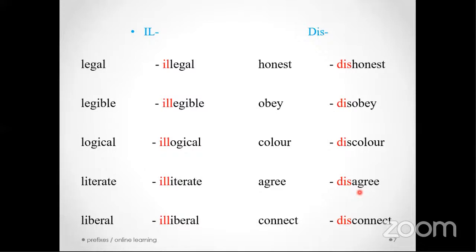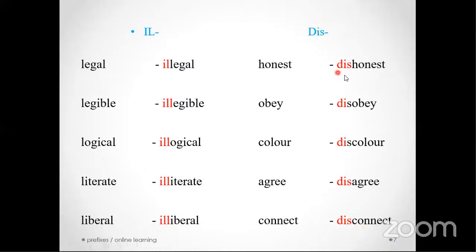Agree කියන්නේ ekanga venawa. With the prefix, it gives the opposite meaning, disagree. Disagree. Ekanga novana කියන එකයි. Disagree. Ekanga novana, right? Agree, disagree. And the last word, it's connect. Connect, sambandha වෙනවා. Disconnect, විසන්ධි වෙනවා. Disconnect, right? Connect, disconnect.